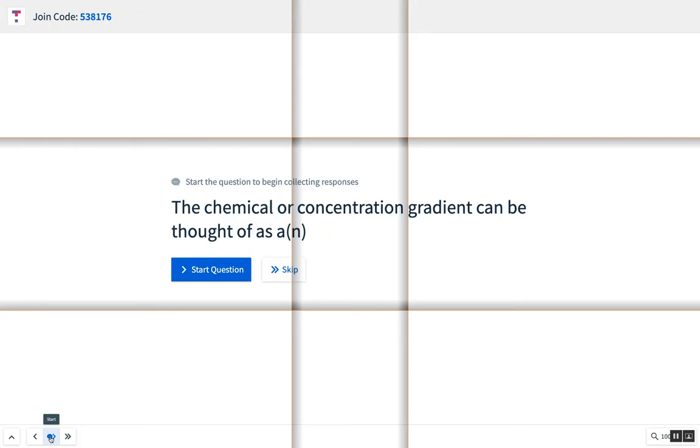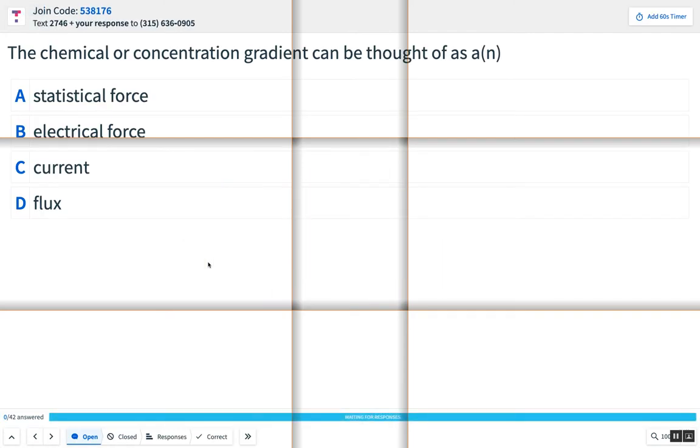The chemical or concentration gradient can be thought of as A, a statistical force, B, an electrical force, C, a current, or D, flux. For this one, I know that it's harder, so if you want to, you can turn to your neighbor and discuss it.